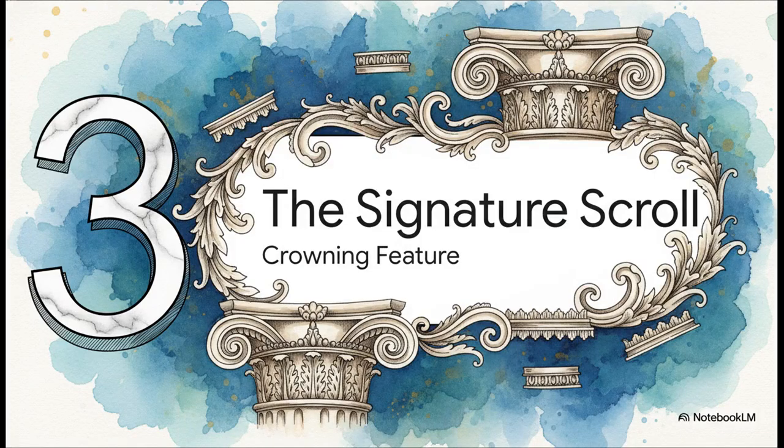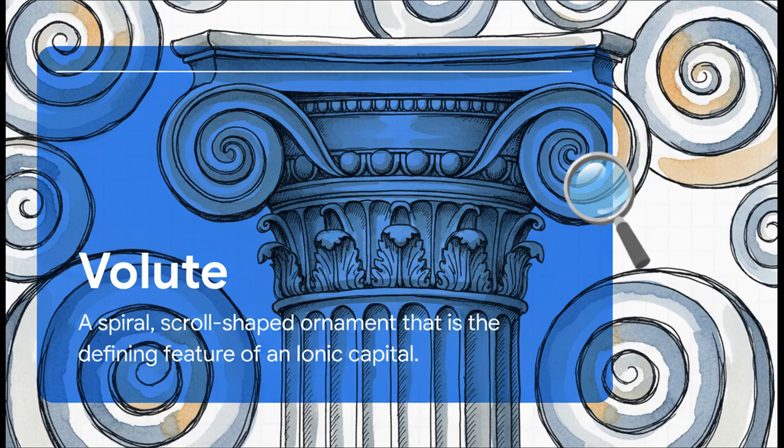And now we get to the top. The grand finale of the column. This is it, the single most famous, most recognizable feature of the entire Ionic order. Okay, time for a new vocab word, the volute. A volute is this amazing spiral scroll-shaped ornament you see right here at the top. This one little detail is what absolutely screams Ionic to anyone who knows what they're looking for.